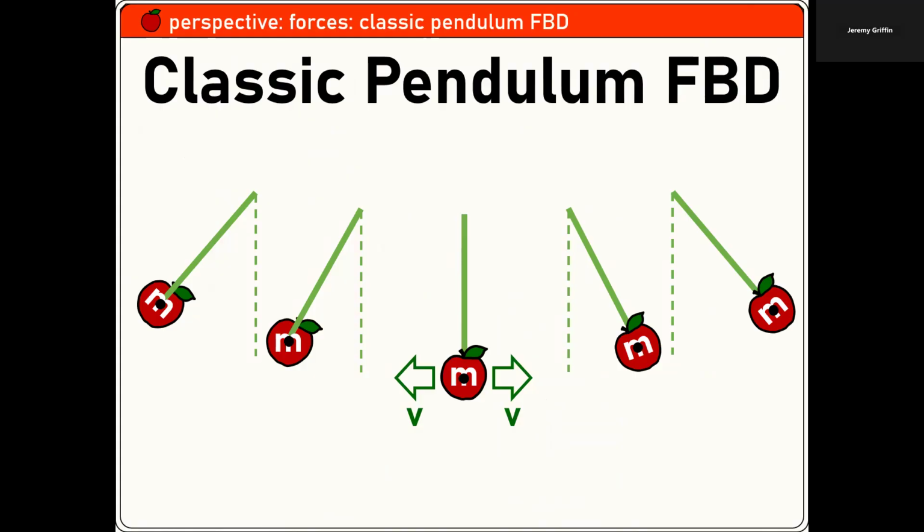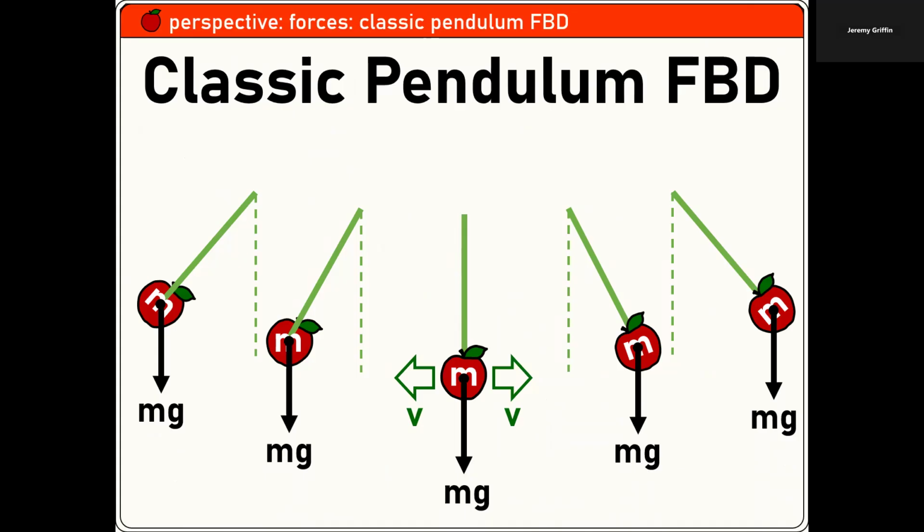All right, one more slide. Here's the last one. What's the free body diagram on this pendulum swing? Is it the same weight over and over? And the tension pulls along the direction of the string.